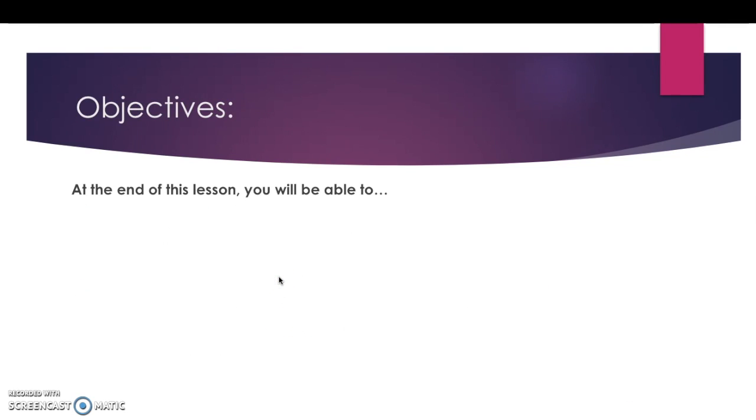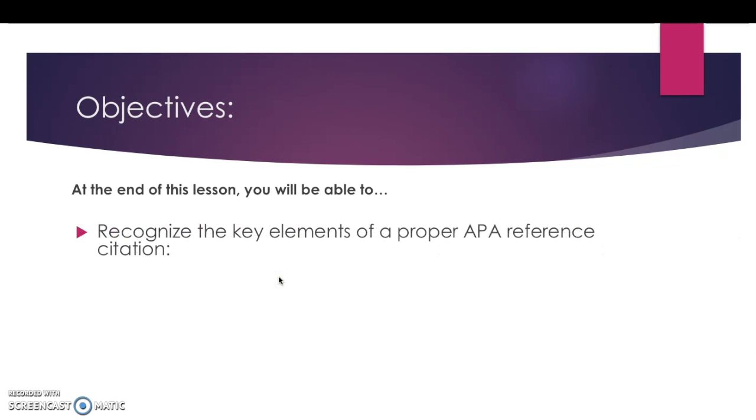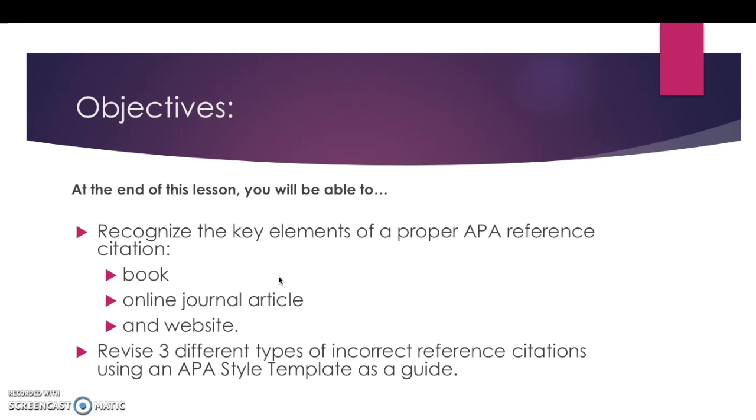At the end of this lesson, you will be able to recognize the key elements of a proper APA reference citation. You'll be able to complete a book citation, an online journal article, and a website. You'll revise 3 different types of incorrect reference citations using an APA-style template as a guide.